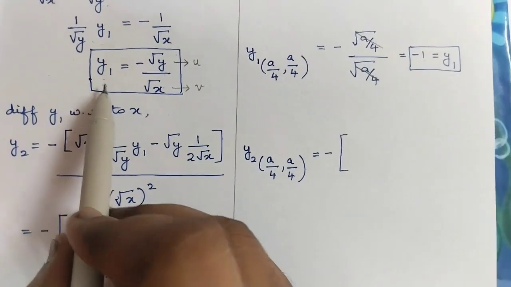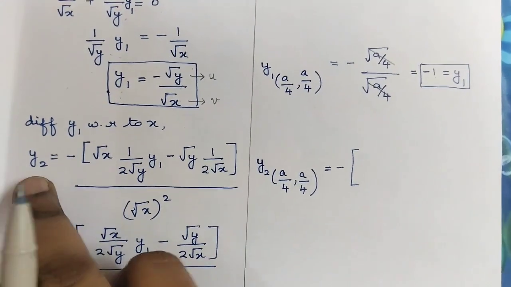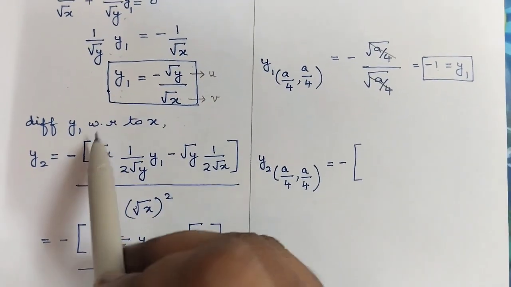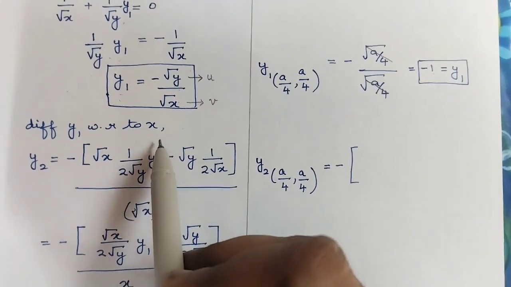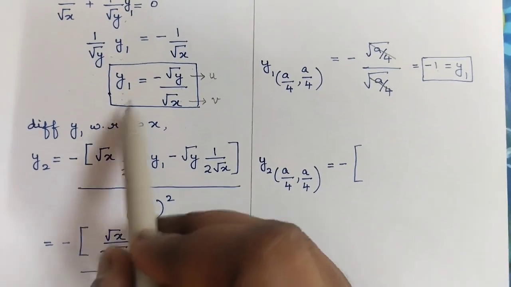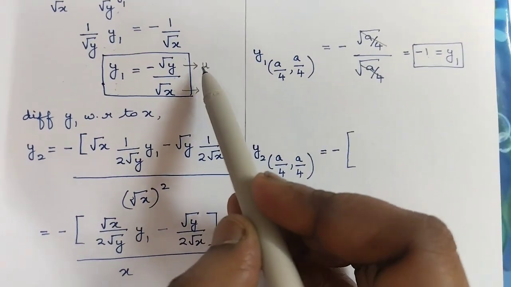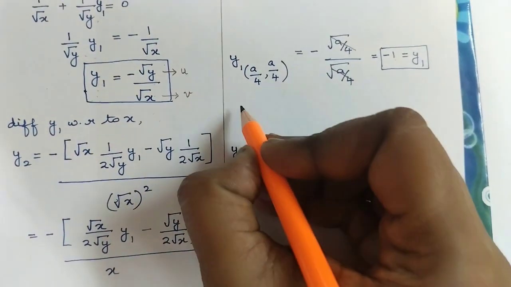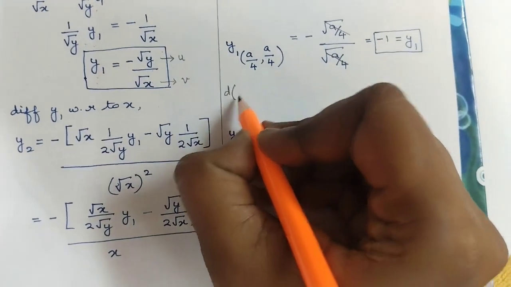Now we have to get y2. To get y2, we will take this y1 and differentiate with respect to x. When you are differentiating y1 with respect to x, this will become like u by v. Now before going to u by v, you need to know how to differentiate u by v.